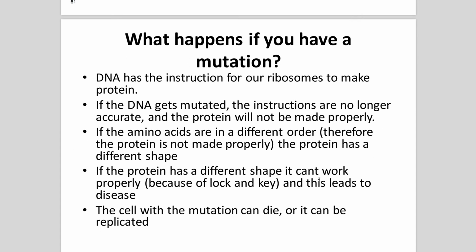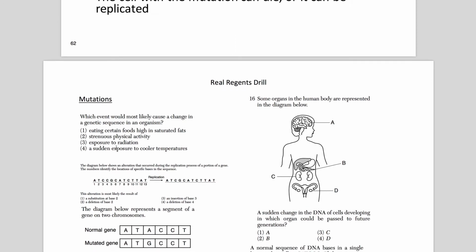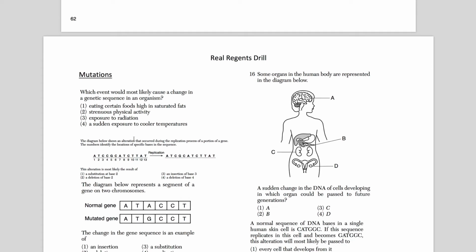So what happens if you have a mutation? Now your DNA is going to code for the wrong amino acids, wrong protein. Your body's going to have all these strange proteins that we don't want, we don't need. Which event would most likely cause a change in genetic sequence in an organism? Right, exposure to radiation. That's an important one, right? That's why they say don't use your phone, don't put your laptop on your lap. It could cause mutations in your sex cells.